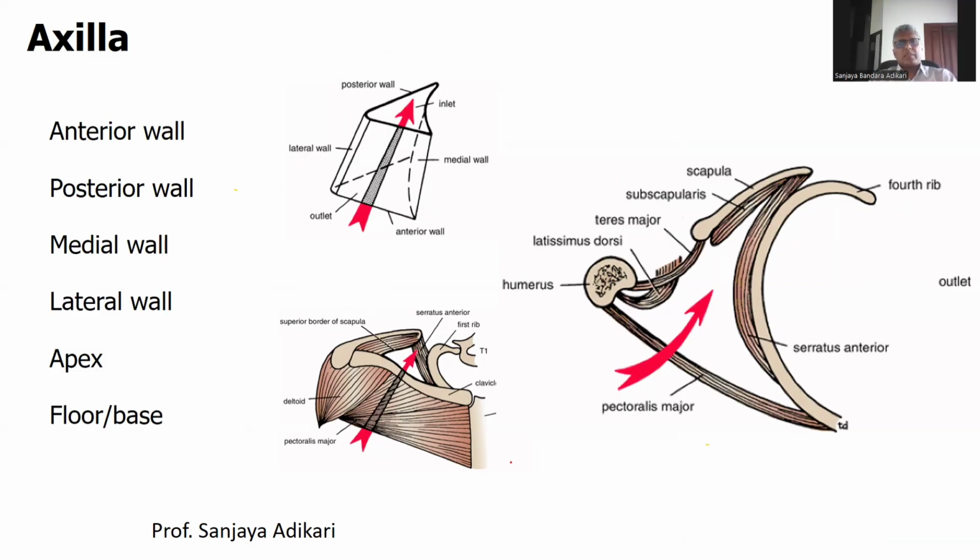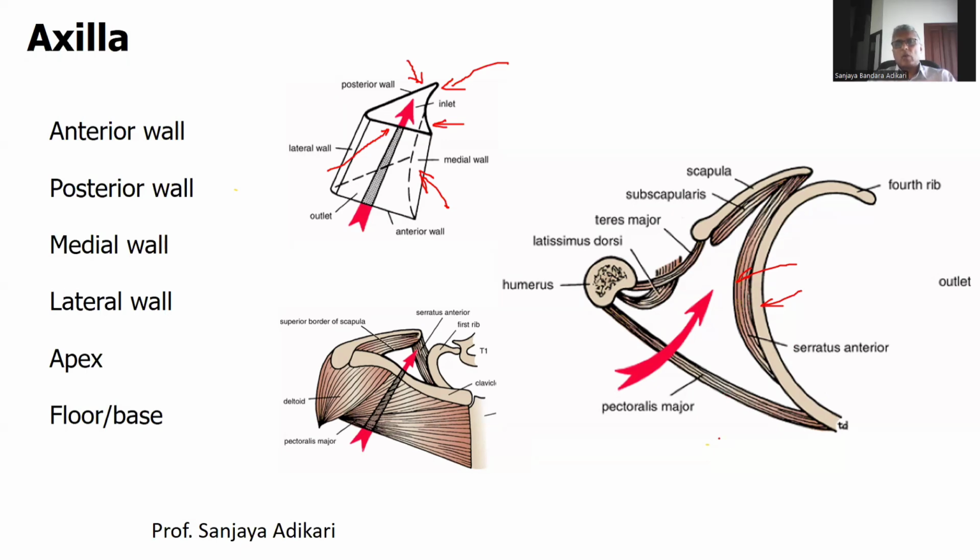Axilla is a pyramidal shaped area with an apex and a floor and four walls. So you have an apex bounded medially by the outer border of the first rib and posteriorly by the superior border of the scapula and anteriorly by the posterior surface of the clavicle. So that is the apex. Then you have a medial wall formed by the serratus anterior here, then the upper ribs and intercostal structures in the intercostal spaces. Okay, there are intercostal muscles and membranes there.